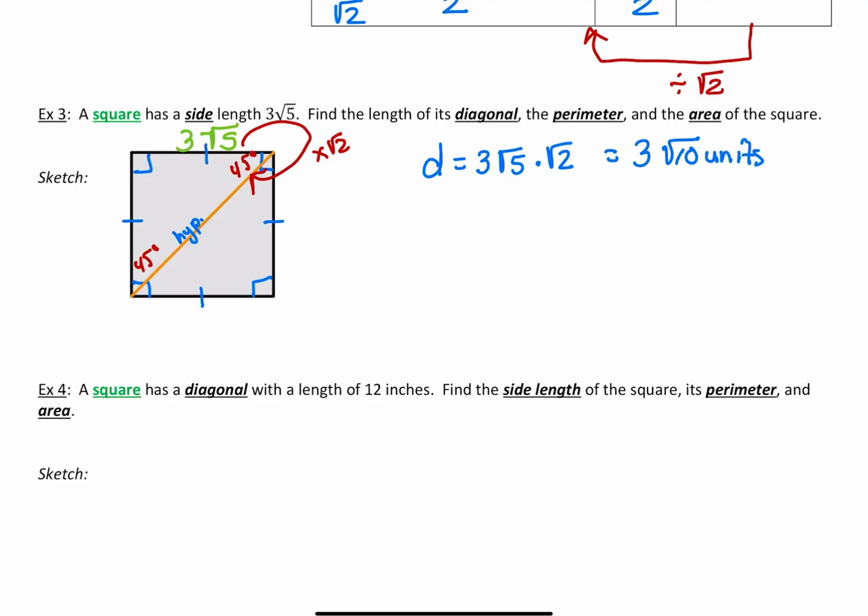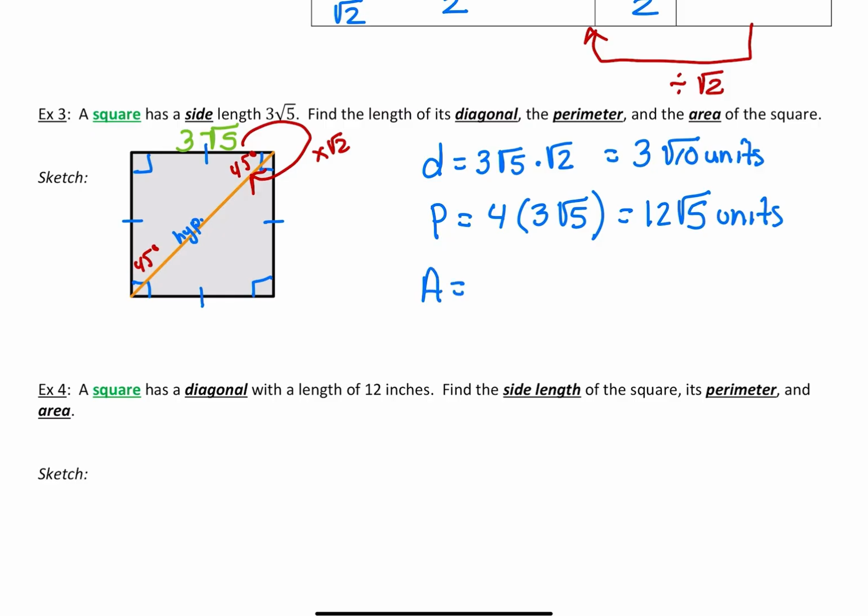The next one, perimeter. Perimeter, recall, is the distance around the figure. So you can either say 3 root 5 plus 3 root 5 plus 3 root 5, add all 4 of them up. Or you can say, well, there's 4 of them, each of them has a length of 3 root 5, and multiplying only the numbers on the outside together will give you the sum of all 4. And there you have the perimeter.